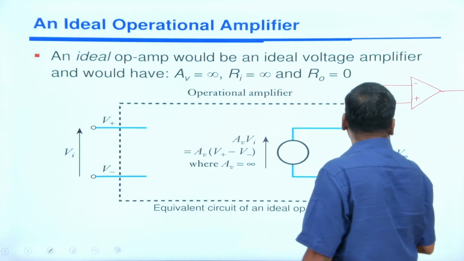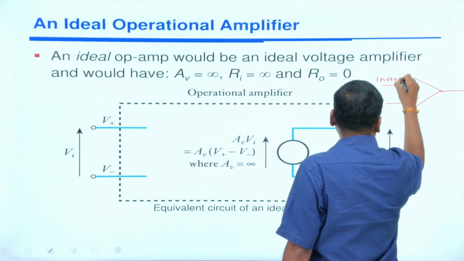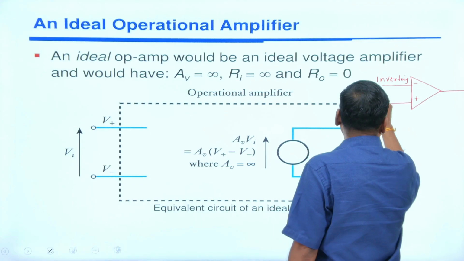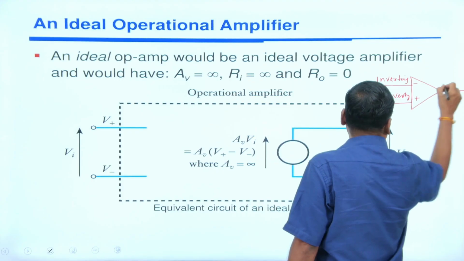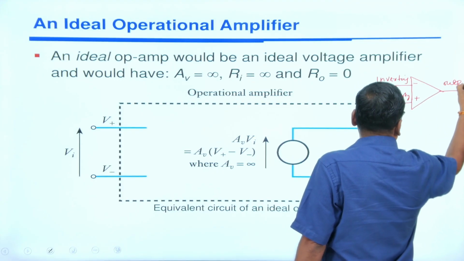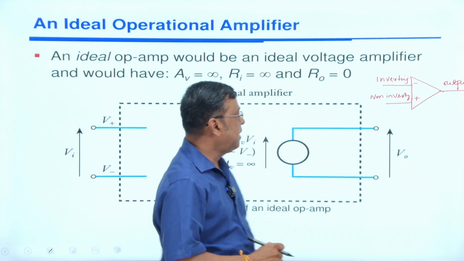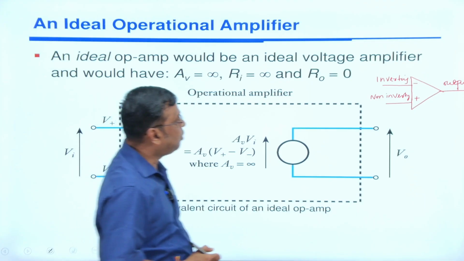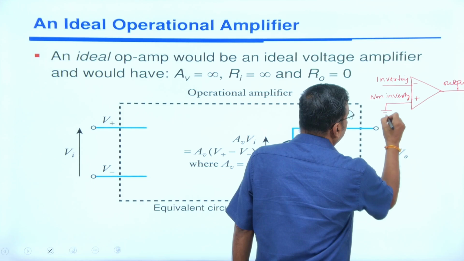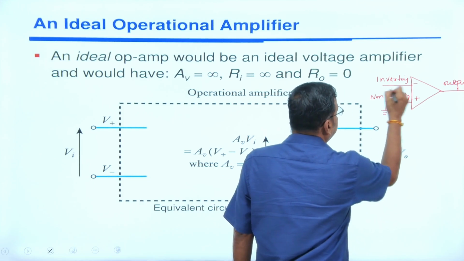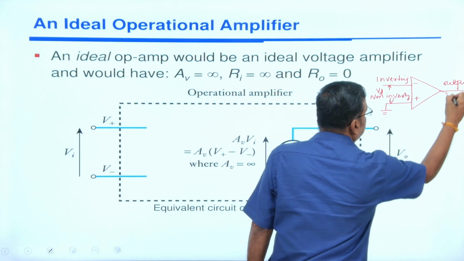In the case of the operational amplifier, this is your inverting terminal, this is your non-inverting terminal, and this is your output. One concept is the virtual ground concept, which I told you in the previous class. What is the virtual ground concept? This non-inverting terminal is always grounded, and if this is your VD, the difference voltage, and this is your output voltage V0.